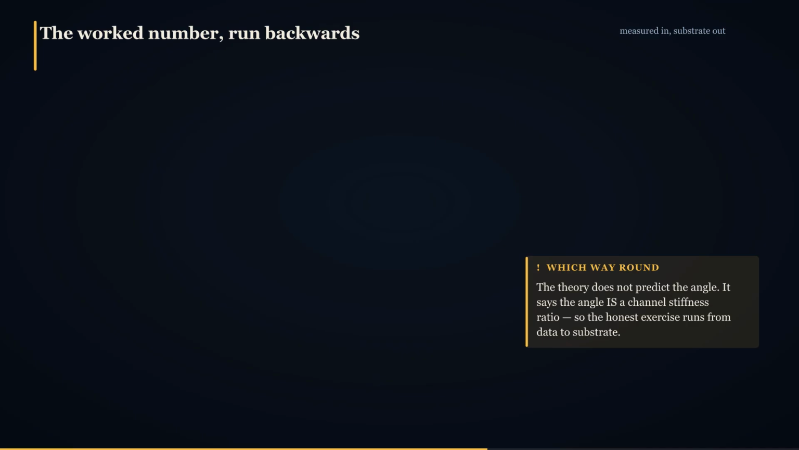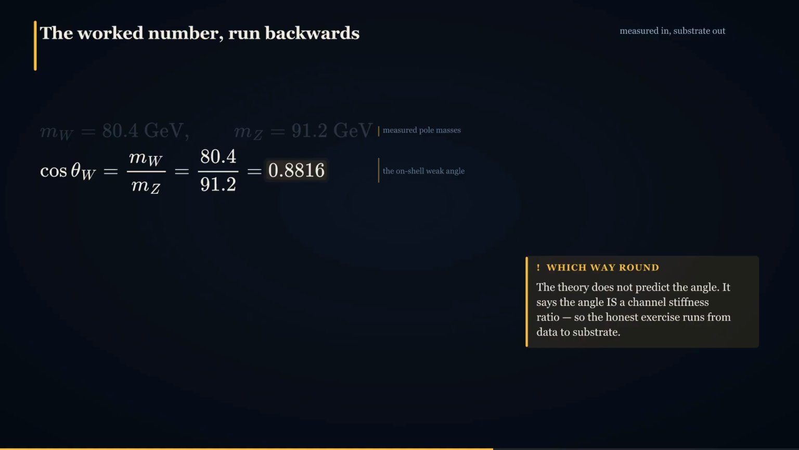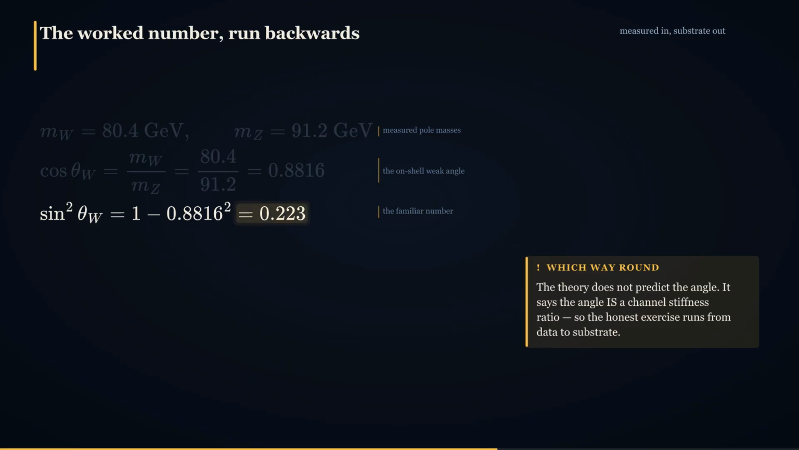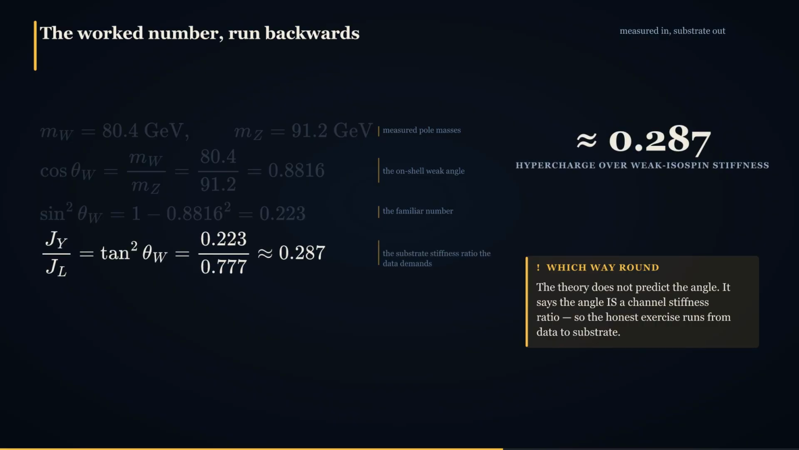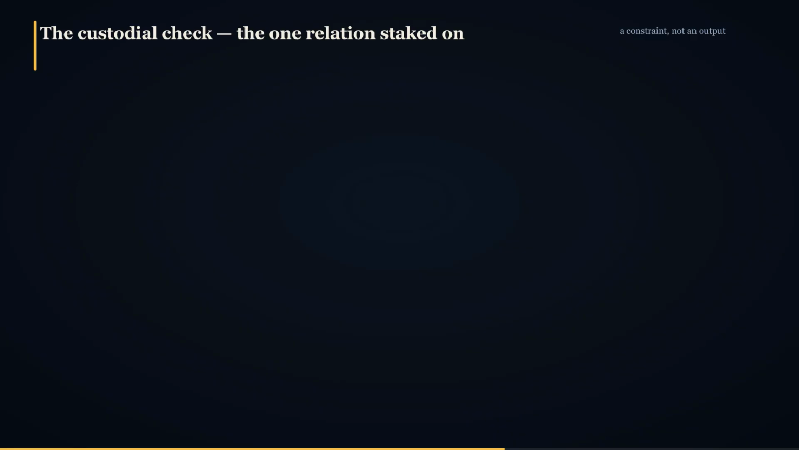The measured pole masses are 80.4 GeV for the W and 91.2 for the Z. Their ratio is the cosine of the angle, 0.8816. So the sine squared of the angle is 1 minus that squared, 0.223, the familiar number. And the stiffness ratio is the tangent squared, 0.223 over 0.77, about 0.287. So the hypercharge channel is roughly a third as stiff as the weak isospin spin channel.